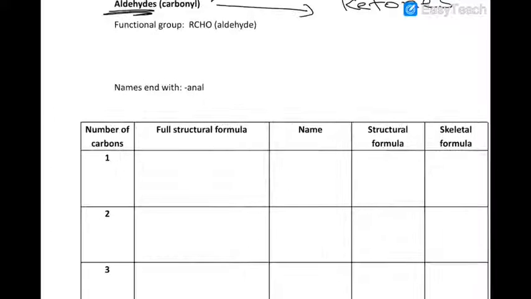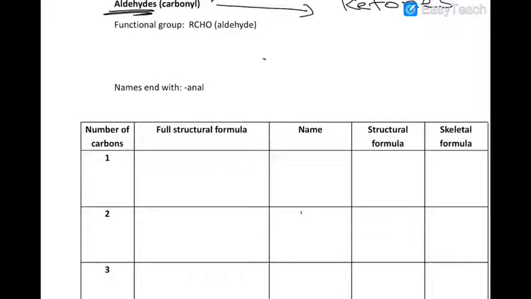The next functional group, the next homologous series that we'll see is the aldehydes. Aldehydes is the class of compound and carbonyl is the name of the functional group. So when you have the C double bond O, that's the functional group, and there are aldehydes and ketones that have that same carbonyl functional group, C double bond O.